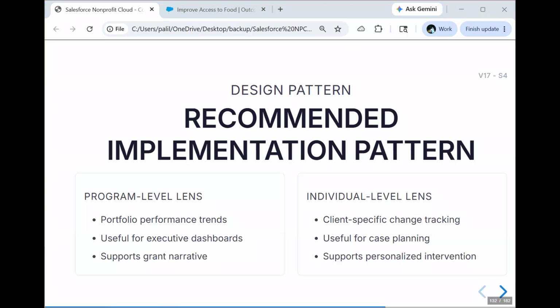This slide is more about choosing the right lens than picking a winner. On the left, program level lens means portfolio performance trends, useful for executive dashboards and supports grant narrative. On the right, individual level lens means client-specific change tracking, useful for case planning and supports personalized intervention. Both sides have a place. The important thing is knowing which one fits the situation you are in and being intentional instead of mixing the two without a reason.